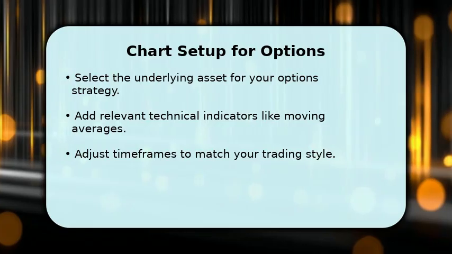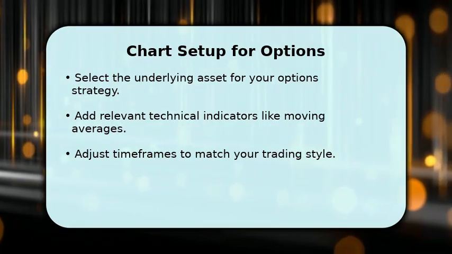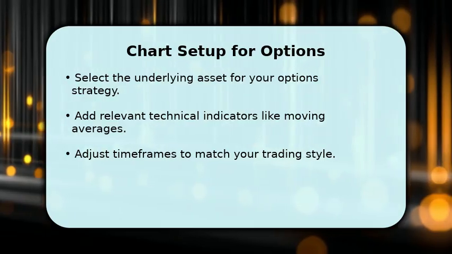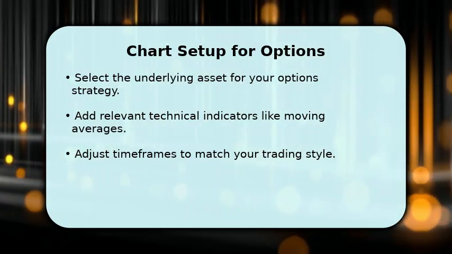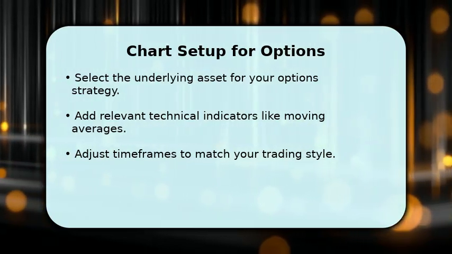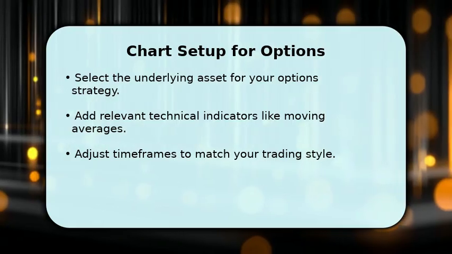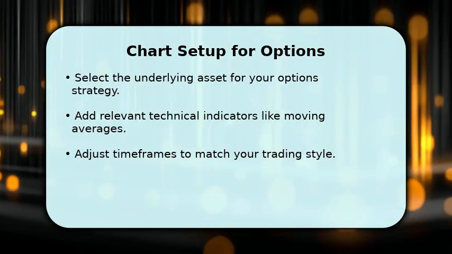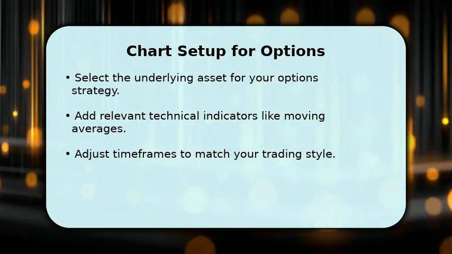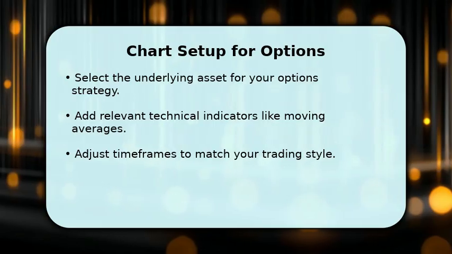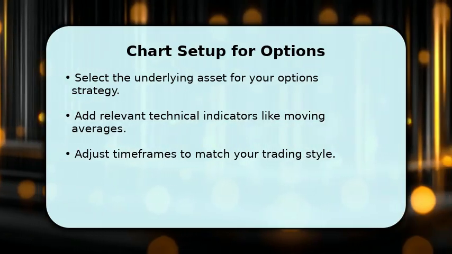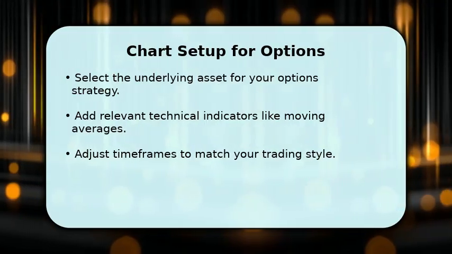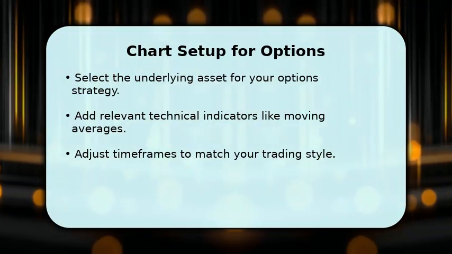Once you've selected your underlying asset, it's time to set up your chart. Click the Options button, often found near the chart or in the Products dropdown, to view the options chain. Choose your desired expiration date and strike price. Next, add technical indicators such as moving averages or Bollinger Bands to your chart. Adjust the time frame, perhaps to a 15-minute or 1-hour chart, to align with your trading strategy. Use drawing tools to mark support and resistance levels.